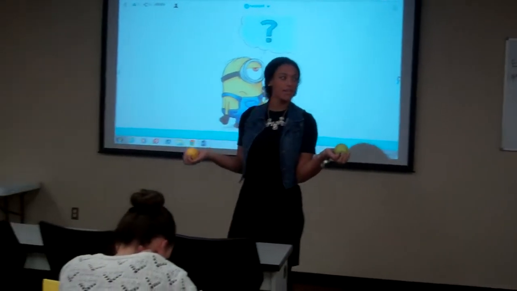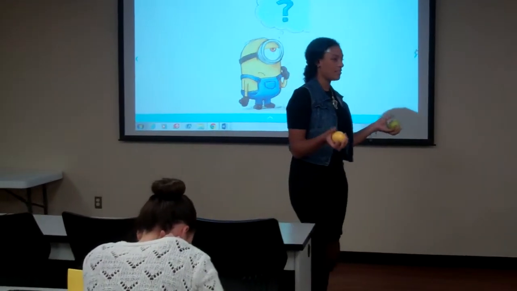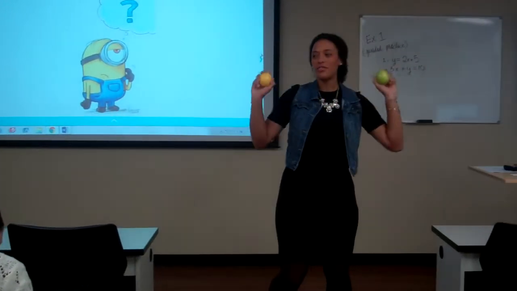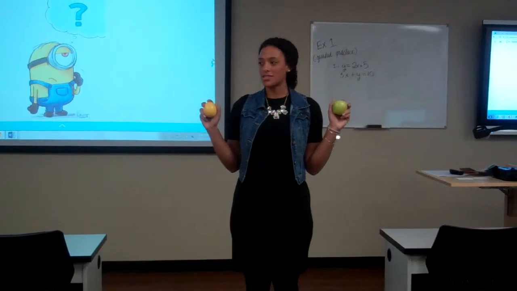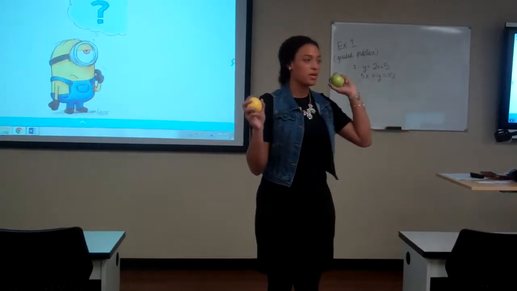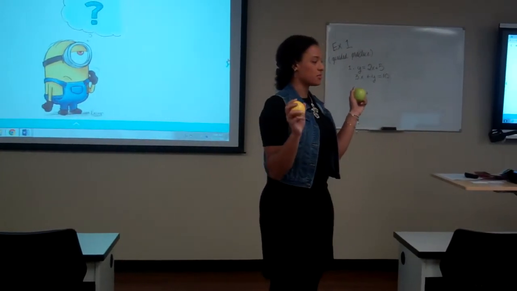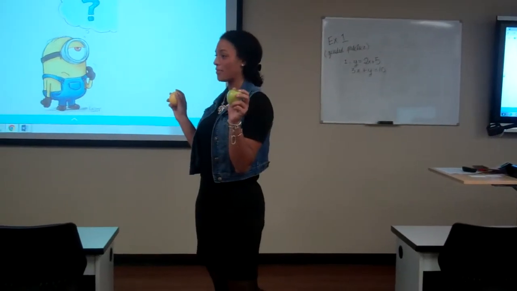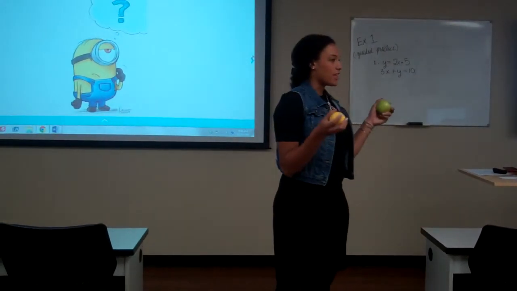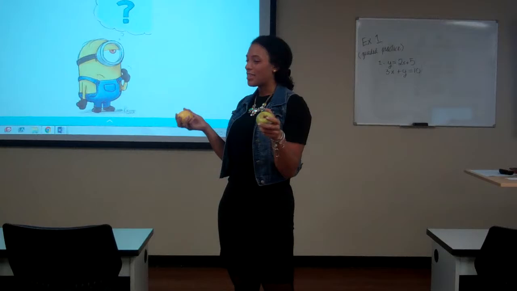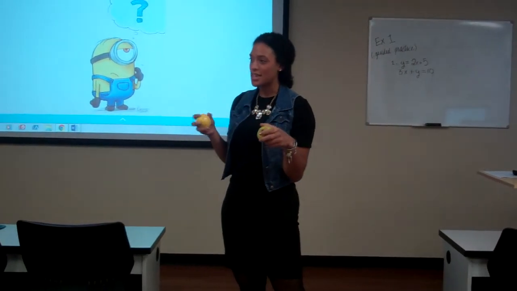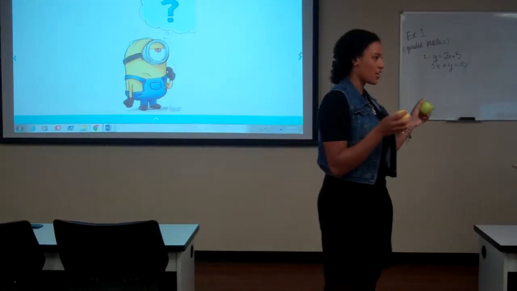I have what? An apple and an orange, right? Can I physically do anything to these two objects to make one be the other? Can I make this apple turn into an orange? Can I make this orange turn into an apple? No. Probably looking at me like you're crazy. No, I can't make it look like this. I can't make it taste like this. I can't do anything to make these change, correct?